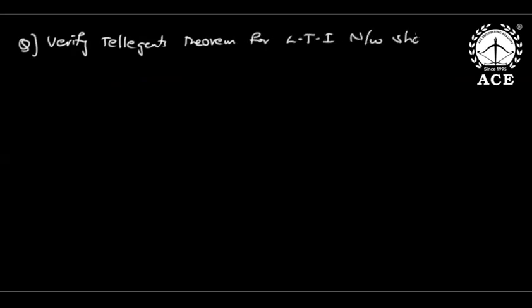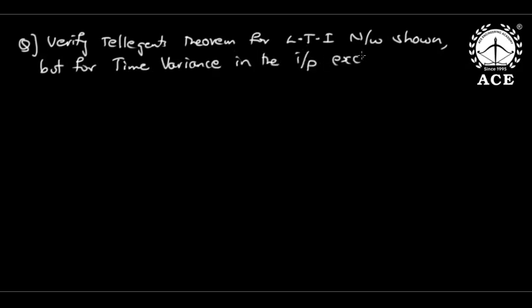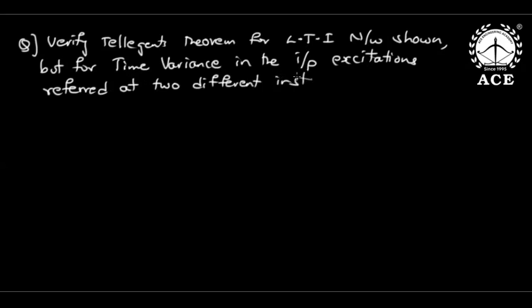Now another important property of Tellegen's theorem. This question is: verify Tellegen's theorem for the LTI network shown, that means linear time invariant network shown, but for time variance in the input excitations referred at two different instances in time as shown.